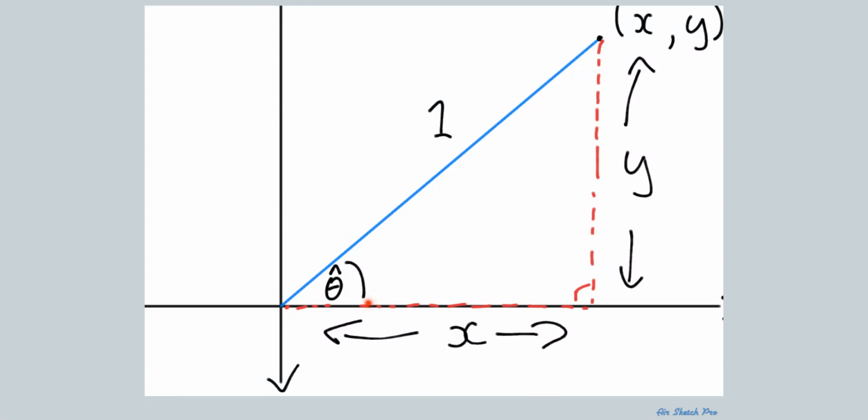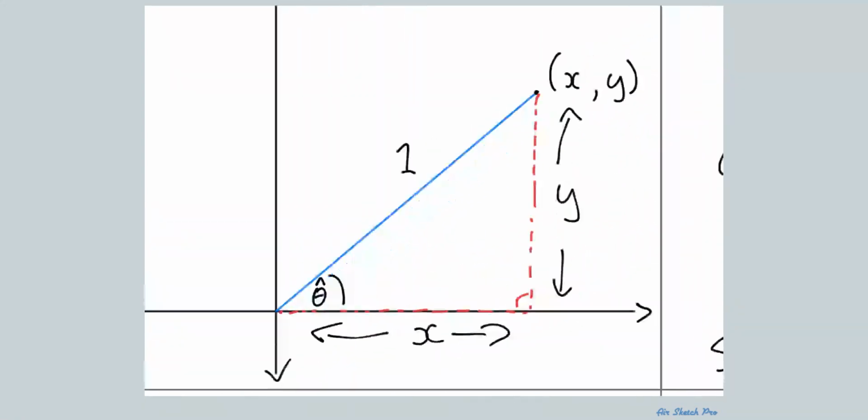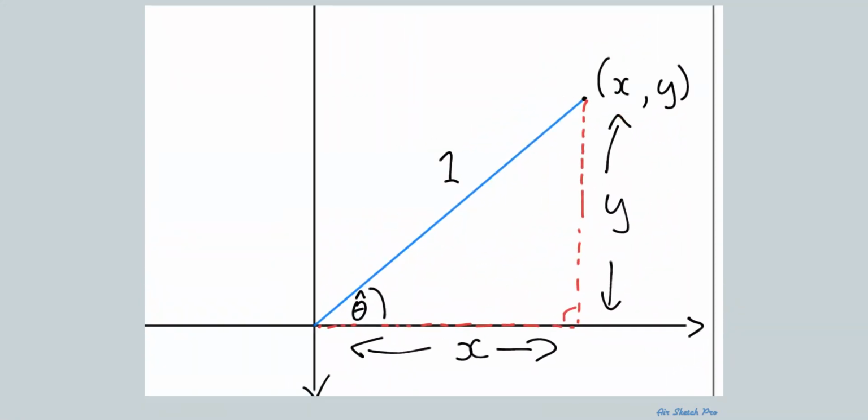I also said that between the x-axis and this blue line here, an angle is formed, and I called it theta hat. Just the theta symbol with a little hat on top. So we have an angle of theta hat. The distance between that corner or vertex and the right angle is x, because there's an x coordinate. And the height of this triangle, from the right angle to the top of the hypotenuse, is y, because we just called it the y coordinate, for some value of x and y.